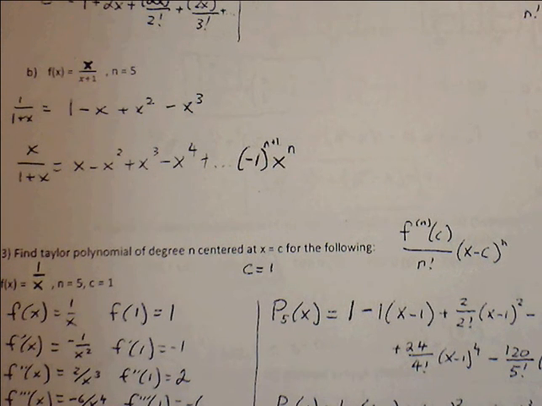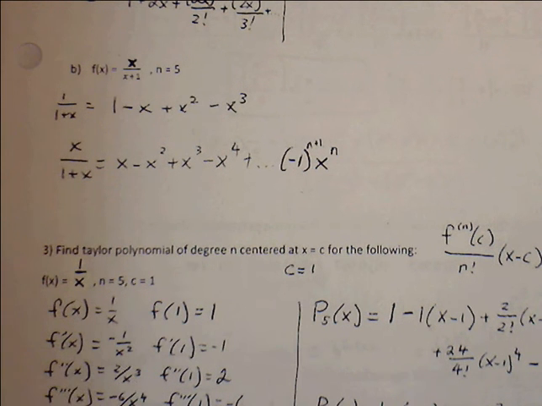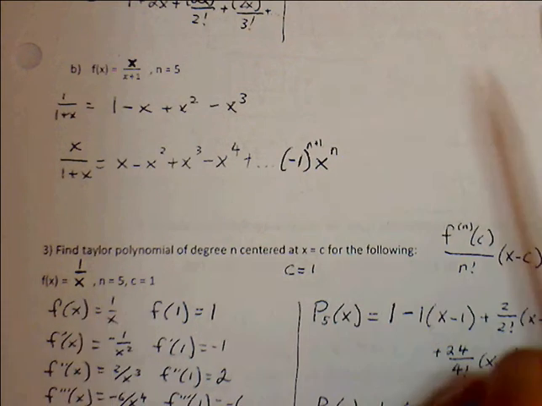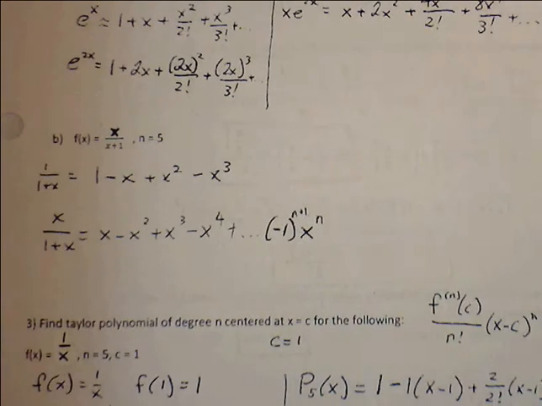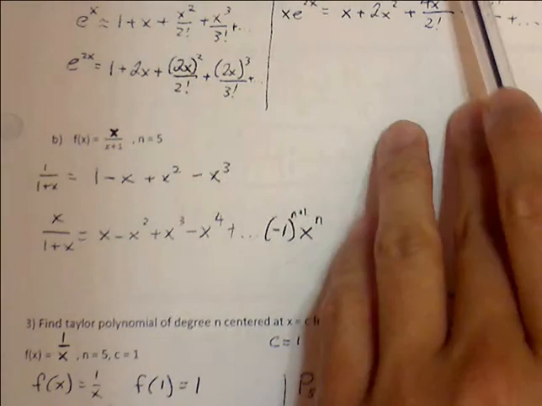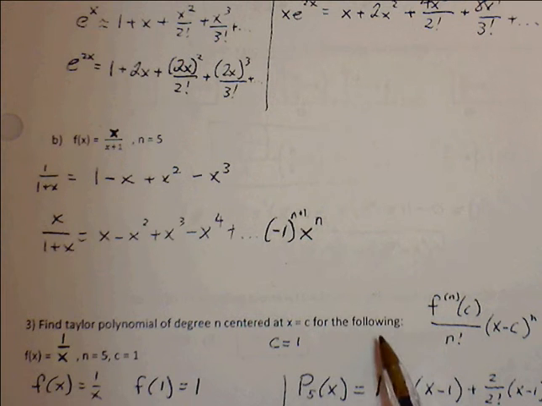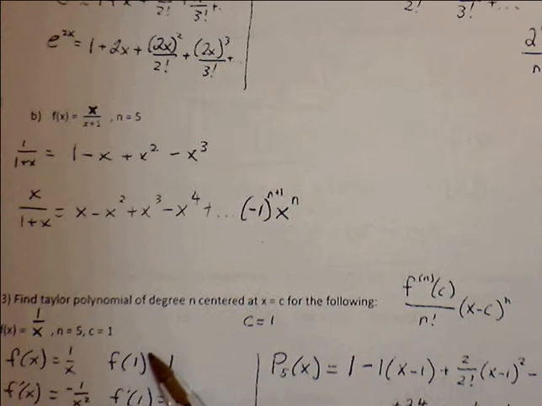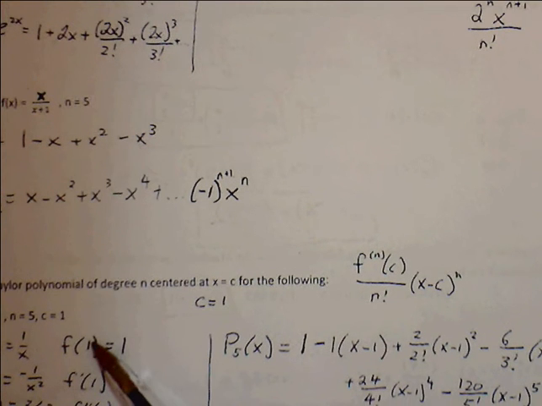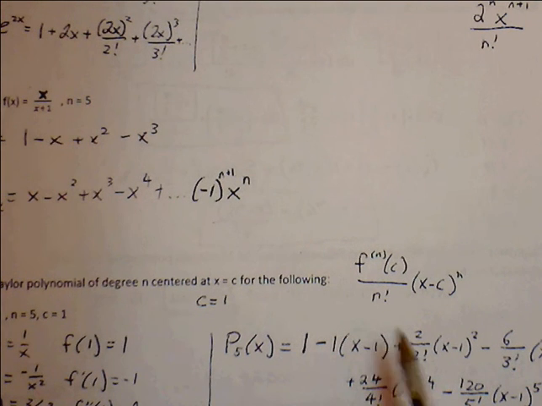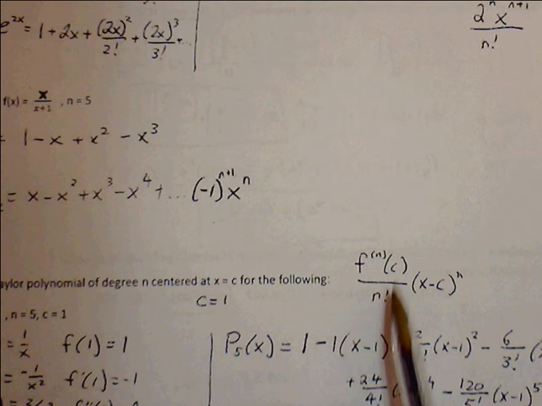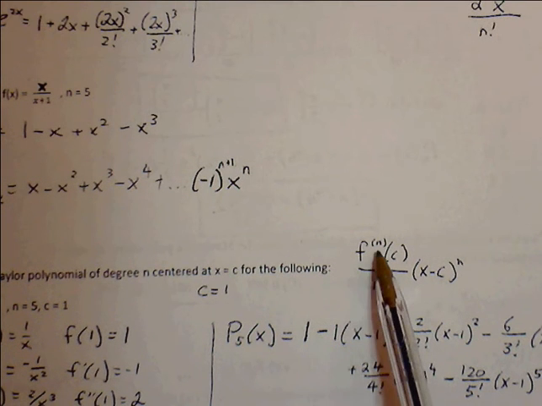All right, number 3, find the Taylor polynomial of degree n centered at x equals c for the following. f of x equals 1 over x, for n equals 5, c equals 1. Now, we could go back and use the rule that we have, but I want us to practice going through the Taylor rule, or Taylor polynomial series rule, which is the nth derivative.